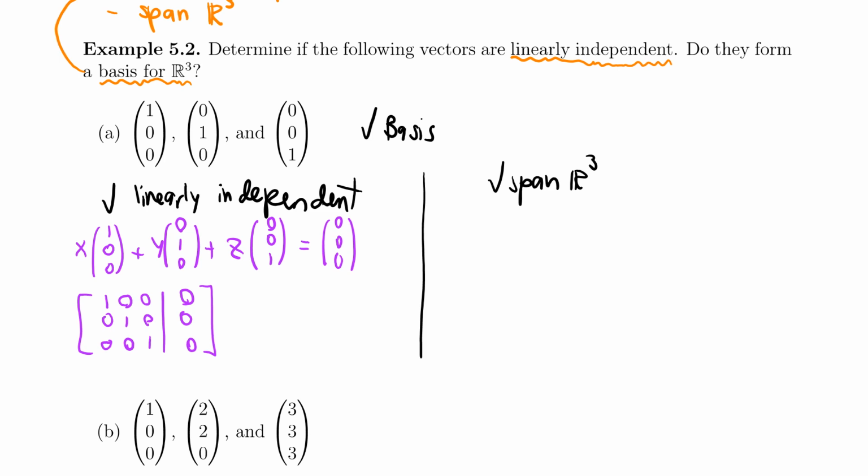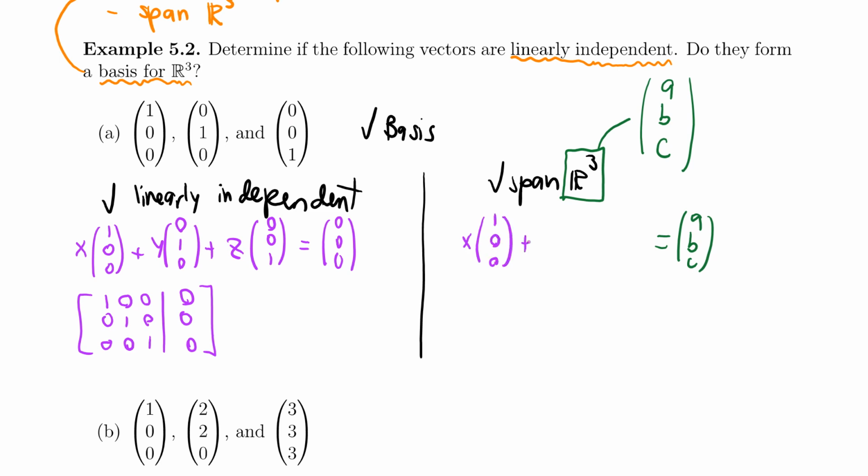Now, how about do they span R cubed? Well, what is R cubed? R cubed is basically a set of vectors where there are three coordinates and all of the coordinates are real numbers. So these three numbers can be anything. Now then, to check if these three vectors span R cubed, I need to check that this vector a, b, c, whatever a, b, c is, has to be a linear combination of my three vectors here. In other words, there needs to be a solution to this vector equation.